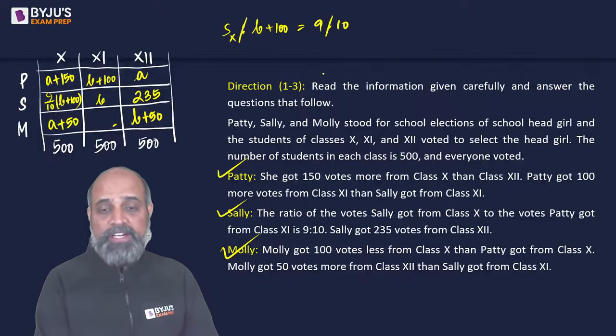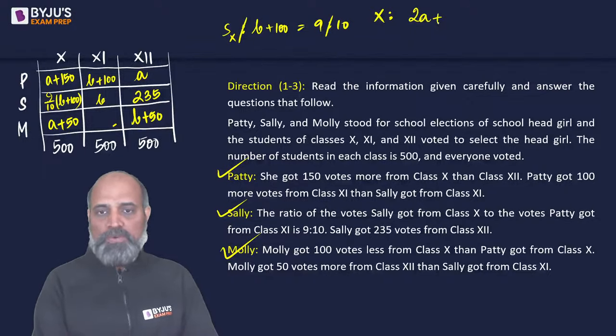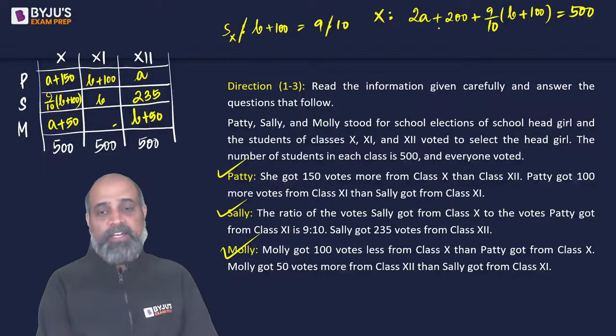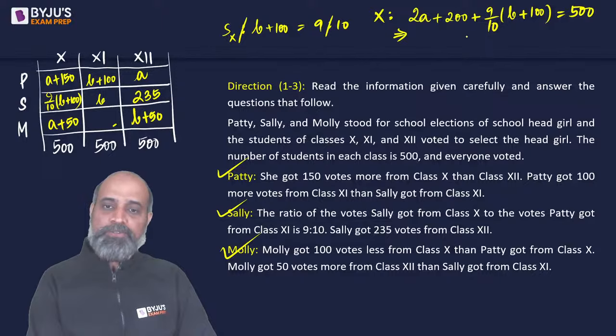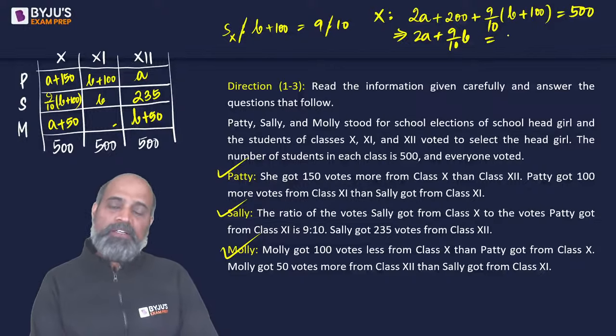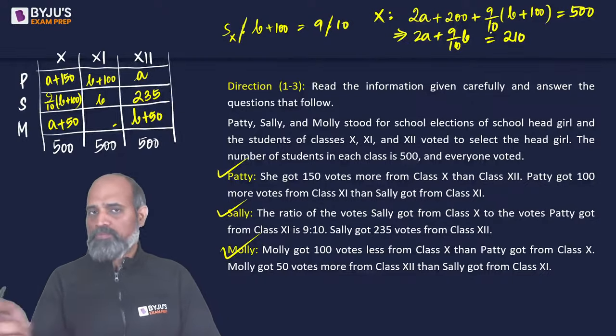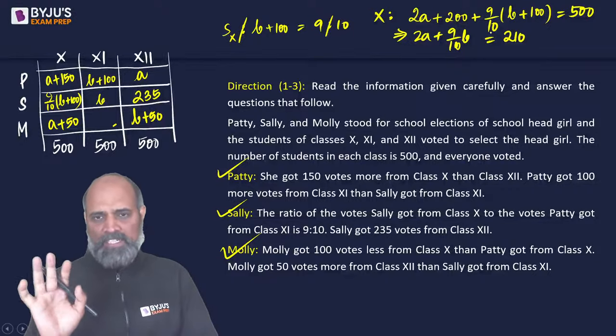So if I look at 10th wala column, this is A plus A, that is 2A, plus 150 plus 50, that is 200, plus 9/10 of B plus 100, and that is given as 500, right? So if we try to solve this, we will have 2A plus 9/10 of B is going to be 300 and 90 less. So this is 210. Okay, I'm not going to take the LCM of 10 as of now. I'll leave it as such.